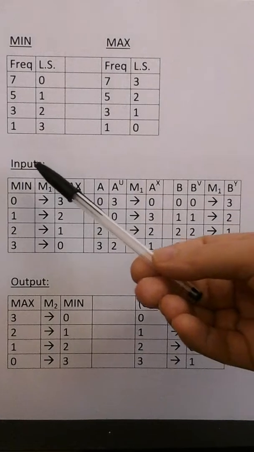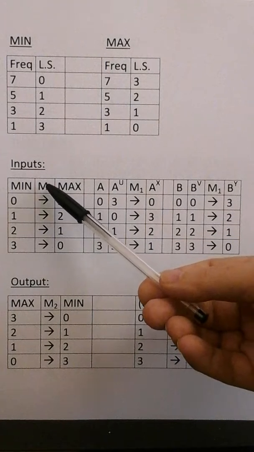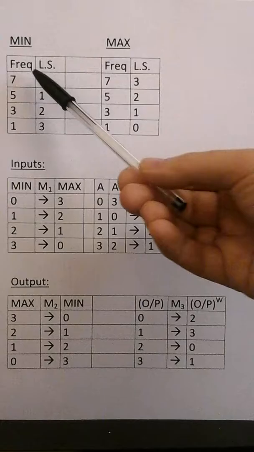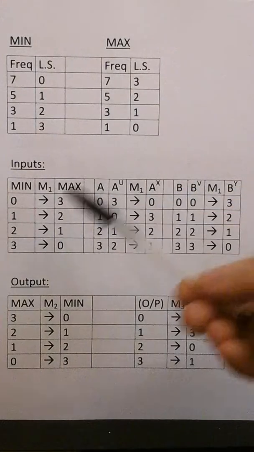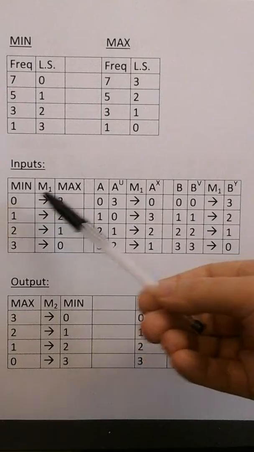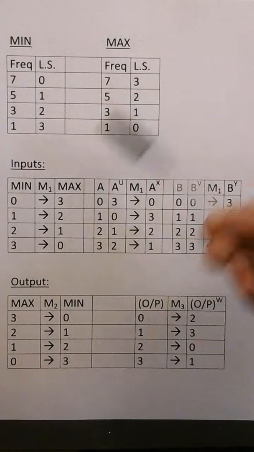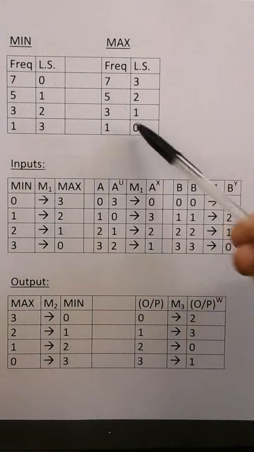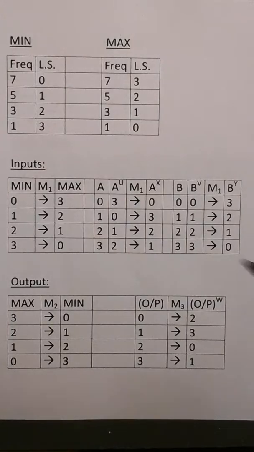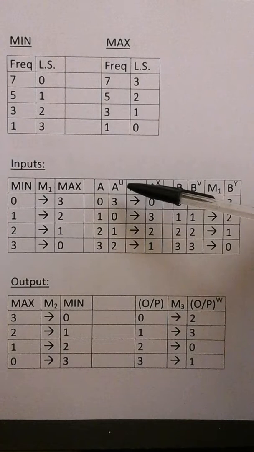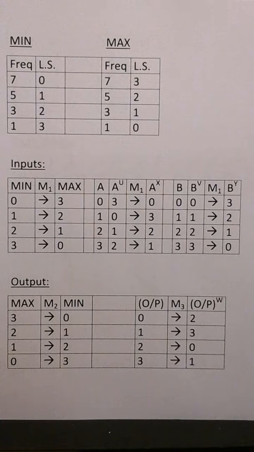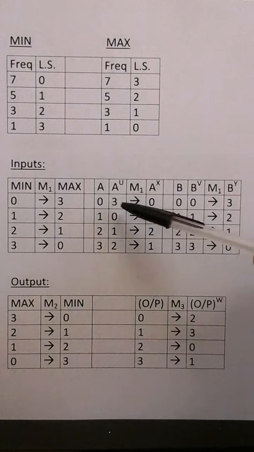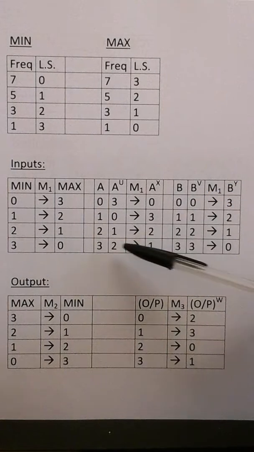So we're going to start off with inputs, use mapping M1. So we match up the respective logic states with the same frequency and perform the mapping M1 from one logic state to another. So 0 to a 3, a 1 to a 2, a 2 to a 1, and 3 to a 0. And perform this mapping on AU, which is A minus. Perform the mapping there, 3 to a 0, 0 to a 3, 1 to a 2, 2 to a 1.